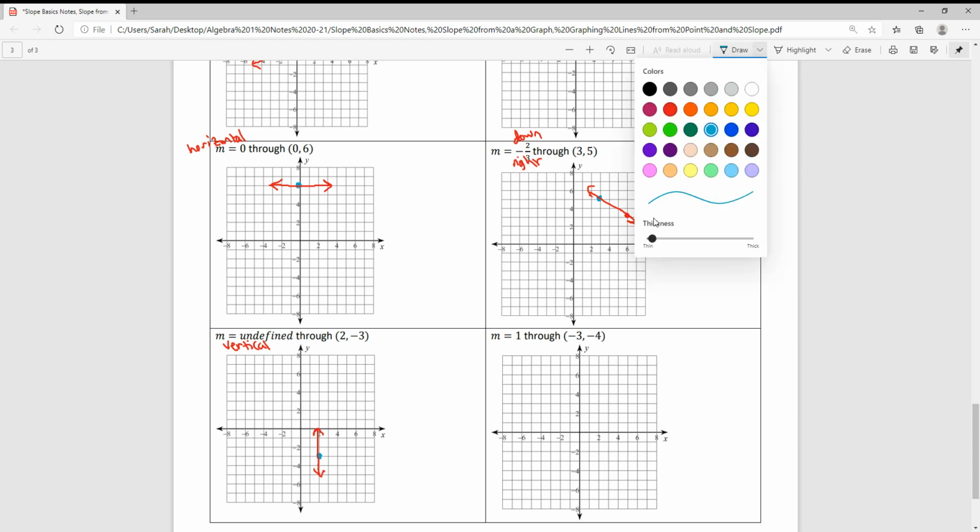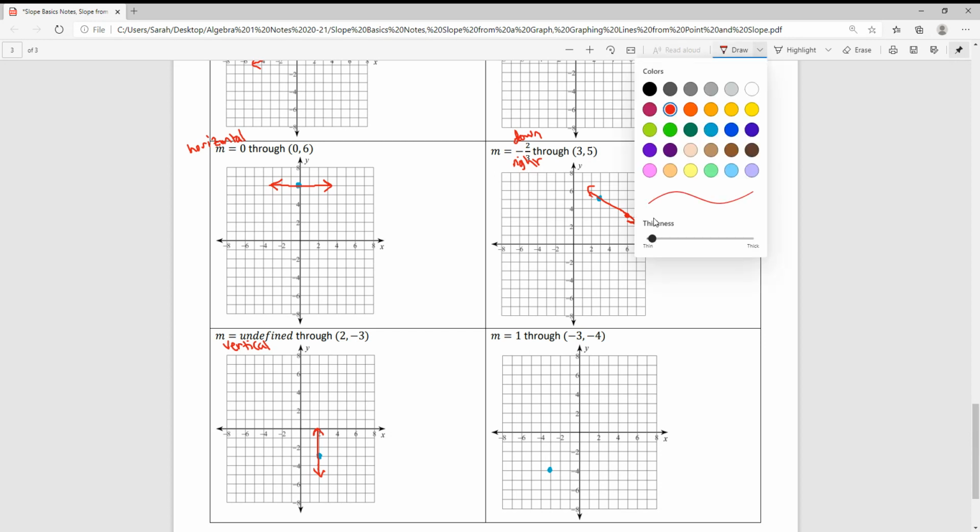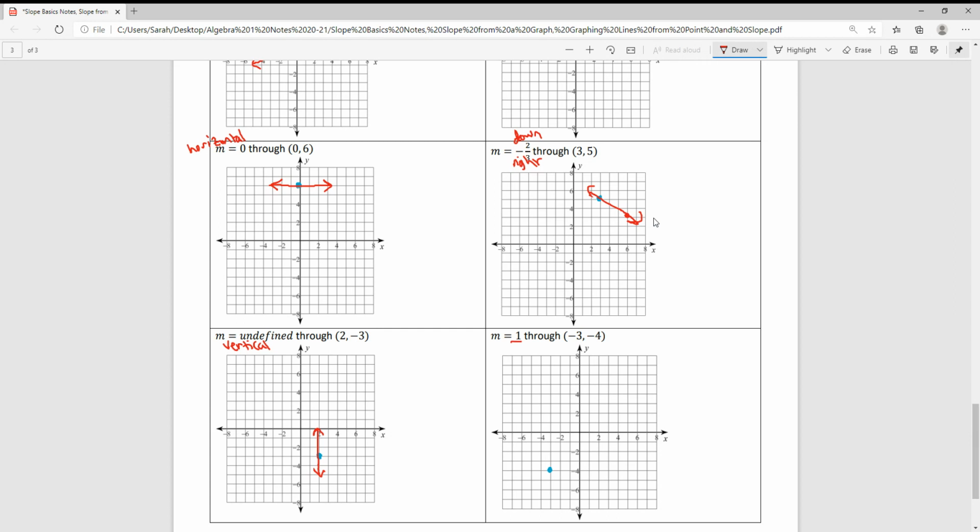All right, last but not least, our starting point is negative 3, negative 4. So x is negative 3, y is negative 4. That's down here. And our slope is positive 1. Remember, when it's a whole number, we can think of it as being 1 over 1. That means we've gone up 1 and right 1 to get to our next point. So for my blue point, I'm going to go up 1, right 1. Once you have at least 2 points, you can make a line.